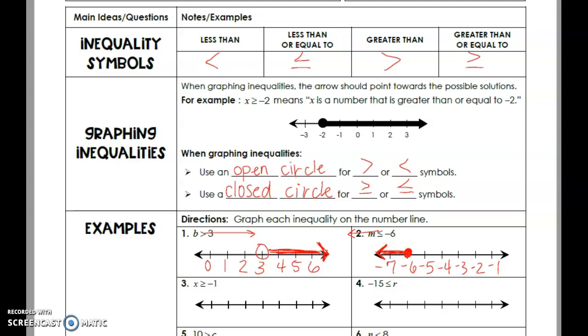Look at number 3. x is greater than or equal to -1. Go ahead and plot your numbers on your number line. This time we're going to use a closed circle because it includes -1. And our symbol points to the right, so we're going to shade to the right.